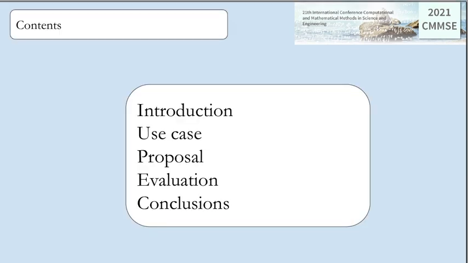The structure of this work is the following: an introduction, and in the next section we talk about the use case, a real dataset. The next section is our proposal and an evaluation, and finally we talk about the conclusion.